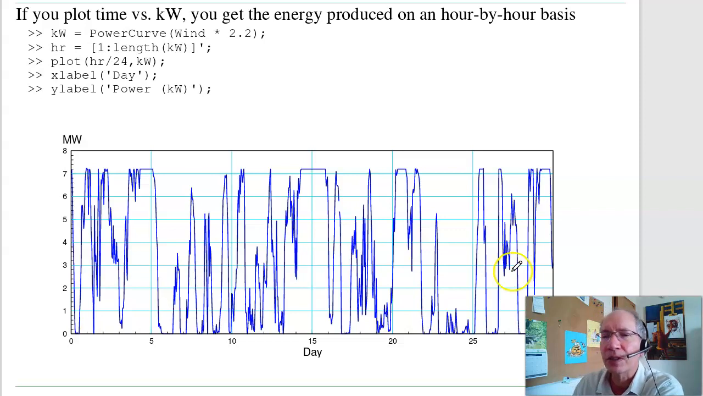And if you notice, it's variable. That's the wind. The wind doesn't always blow. Sometimes I get full power, sometimes you get less. That's just how the wind is. The total energy produced is the area under the curve, or add it all up.